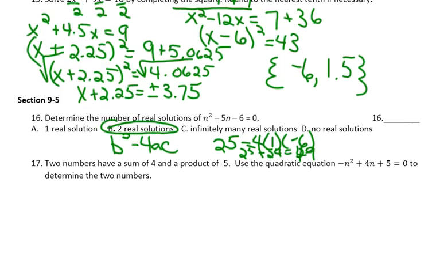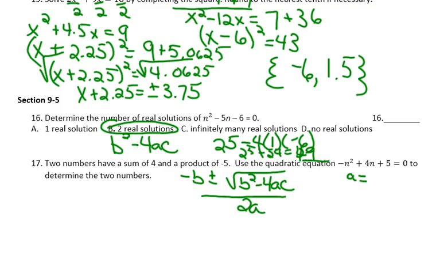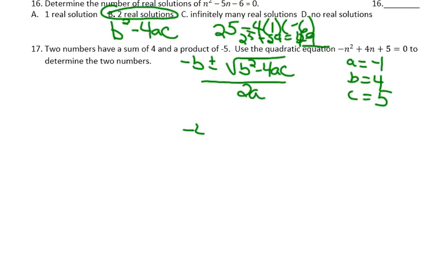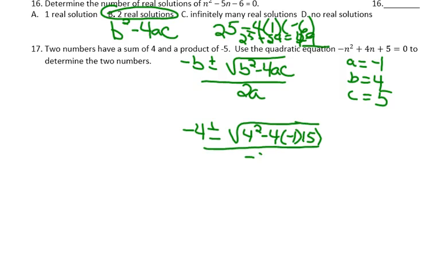Two numbers have a sum of 4 and a product of -5. That really has 0 to do with it. This should say find the quadratic formula. So we have -b plus or minus the square root of b squared minus 4ac all over 2a. This side has to be equal to 0 if you're going to do this. So a is -1, b is 4, c is 5. And we're going to put those numbers in. So -4 plus or minus 4 squared minus 4 times -1 times 5 all over -2.